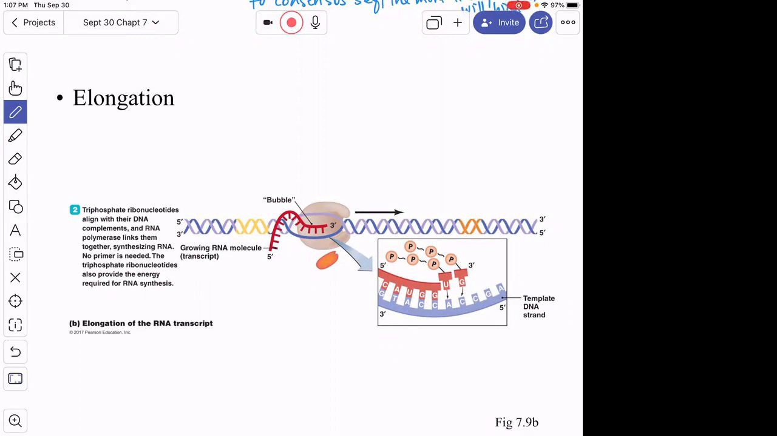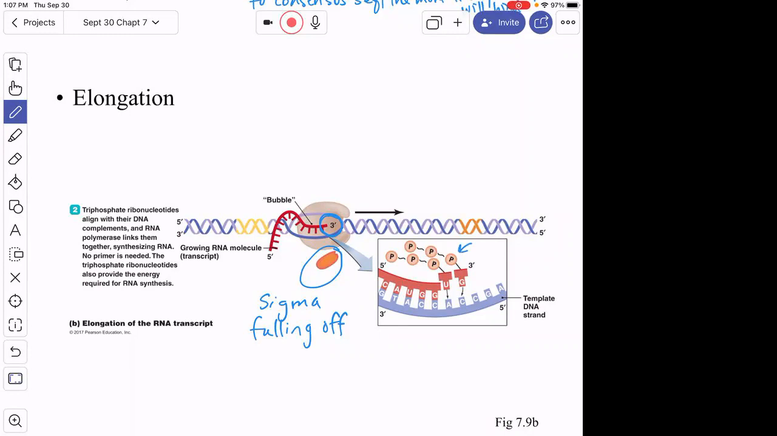So this is a graphic from your book here. There's not a lot to say here. Here's the sigma factor. So sigma is falling off. Its job is done. Its job is just to get that RNA polymerase to bind to the promoter region. Once it does that, it falls off. And you can see the new transcript here is in red, and you can see it's adding on to the 3' end.